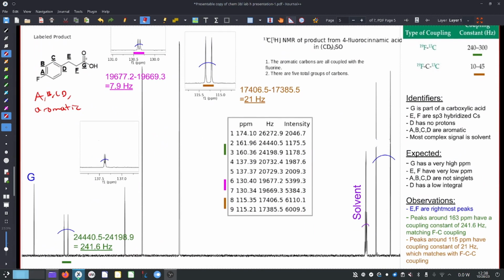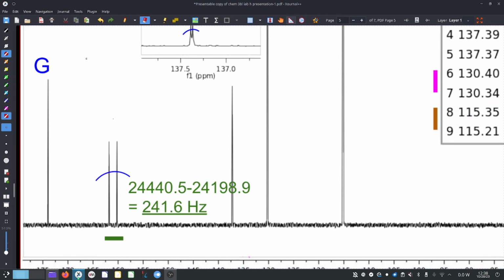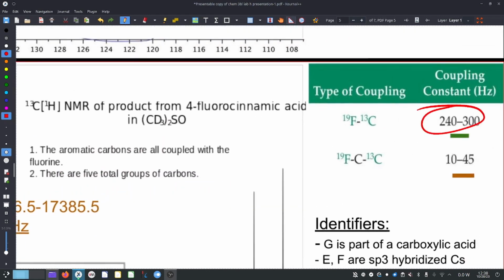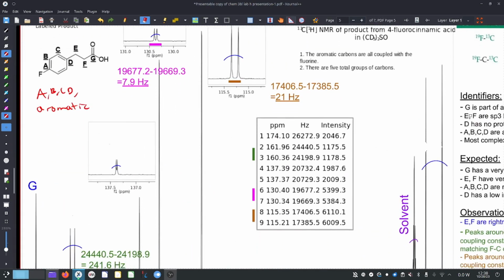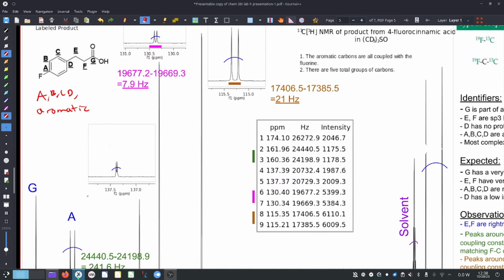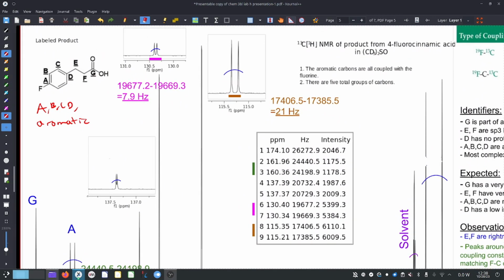And again, we use coupling constants. Starting from this one, last time in the starting material we saw this one's A, and if we take the coupling constant again, 241.6, 241 falls within the range 240 to 300. This is FC coupling, so that's corresponding to carbon A. Then again, D last time, and still now, has no hydrogens.